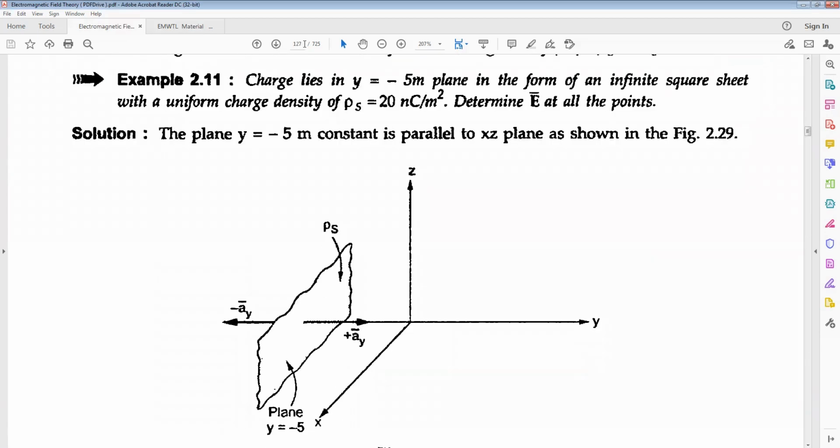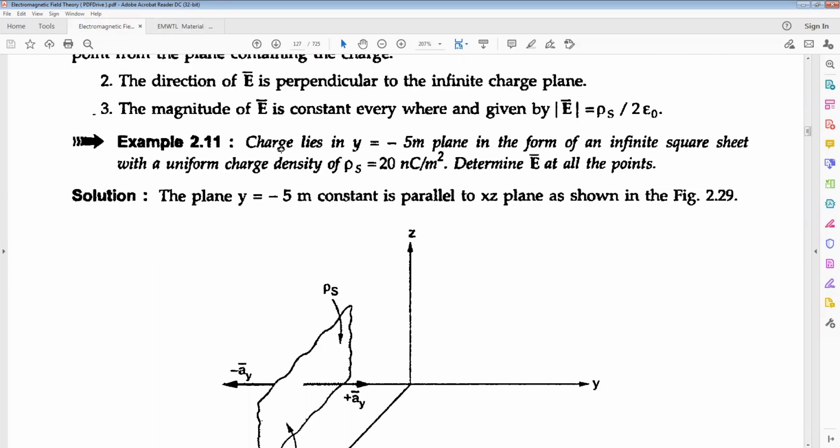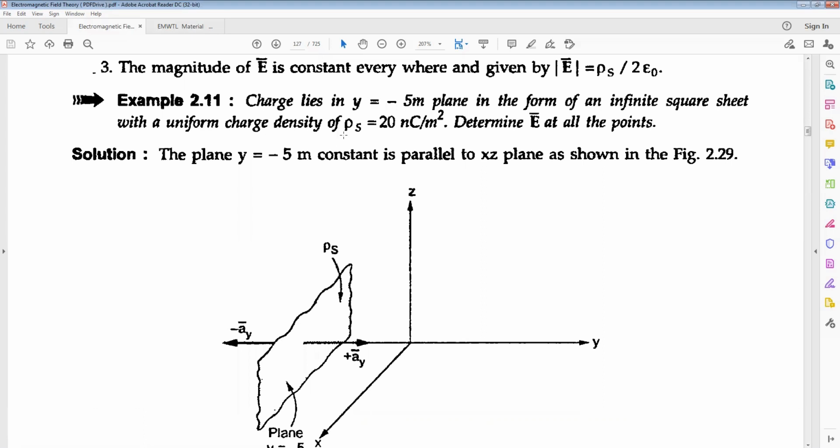The charge lies in the y is equal to 5 meters plane. The charge lies in the y is equal to minus 5 meters plane in the form of an infinite square sheet with uniform charge density rho s is equal to 20 nanocoulomb per meter square. Determine the E bar at all points.